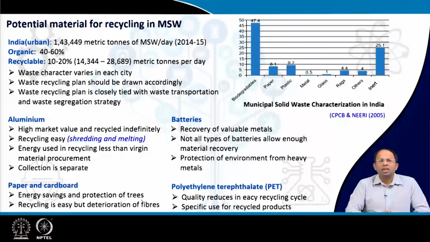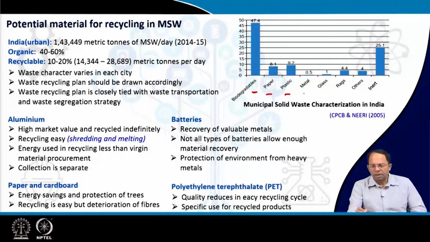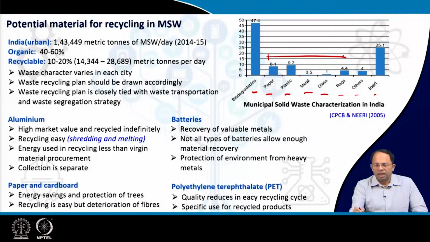Now, coming to the potential of material recovery or recycling in municipal solid waste, as you can see from this graph, around 47% is organic, paper is around 8.1%, plastic 9.2%, metal 0.5%, glass 1%, rags 4.4%, others 4%, and inert material around 25%. So we have a huge potential for material recovery. This is the part which goes for composting or even biomethanation. This is the part which we can recycle and recover.